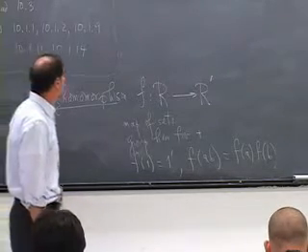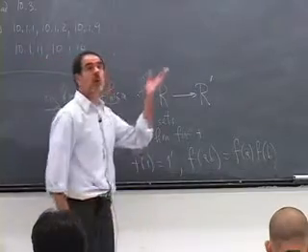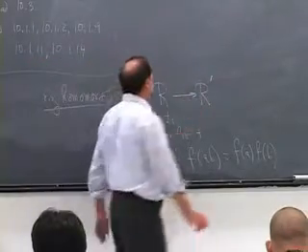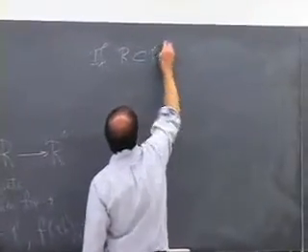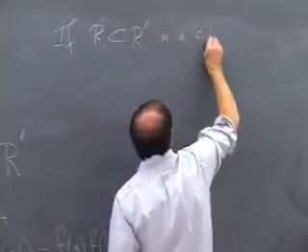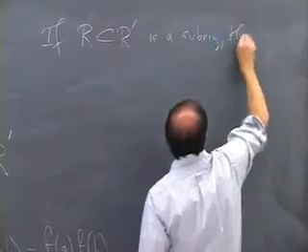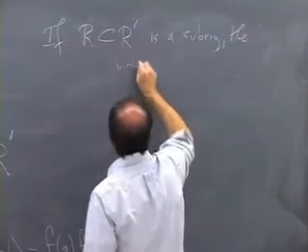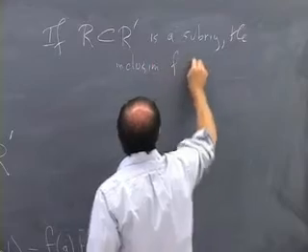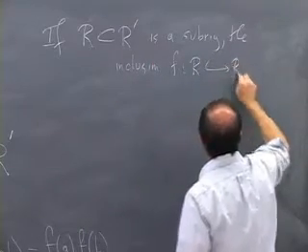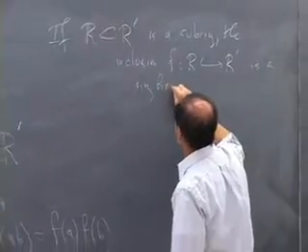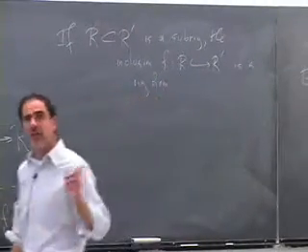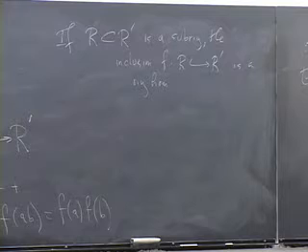So subrings are an example of a ring homomorphism if I have one ring included in another. If R in R prime is a subring, the inclusion f from R into R prime is a ring homomorphism. But that's too stupid. We're going to have a lot of other ring homomorphisms, much more interesting than that.